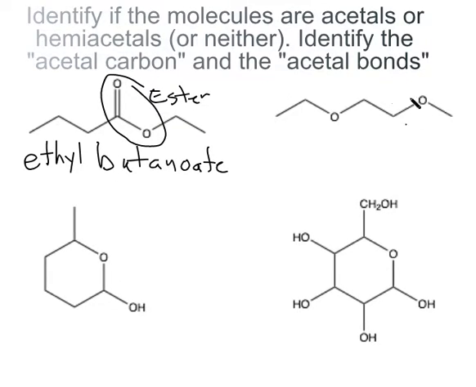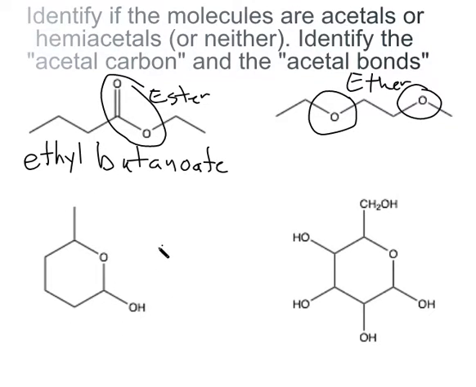If we move on to this molecule here, what we see is that we have a carbon attached to an oxygen, attached to another carbon chain, attached to another oxygen. In this case, what we're looking at is an ether linkage. So this is a molecule that has 2 ethers in it. And we're not going to worry about naming this because this is beyond the scope of what we need to name. But this is ether linkage, not acetal or hemiacetal linkage.